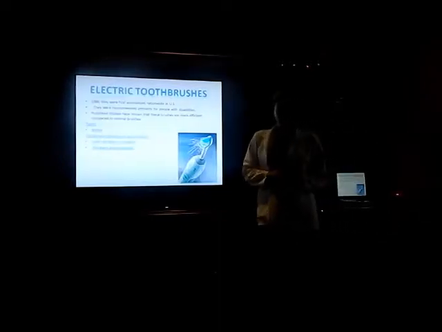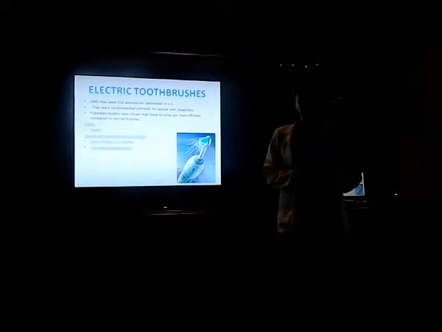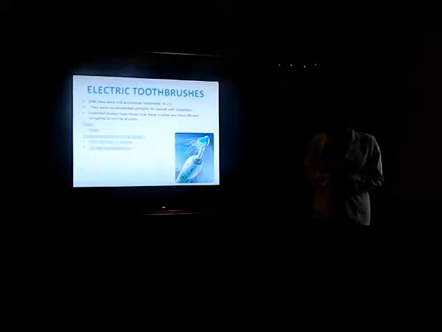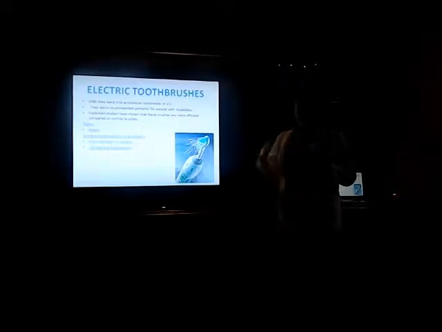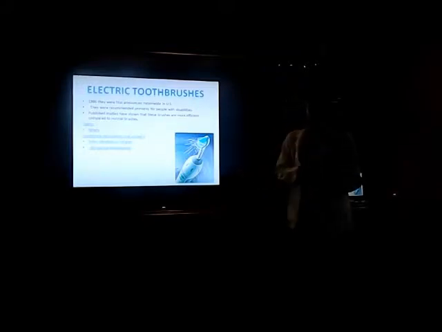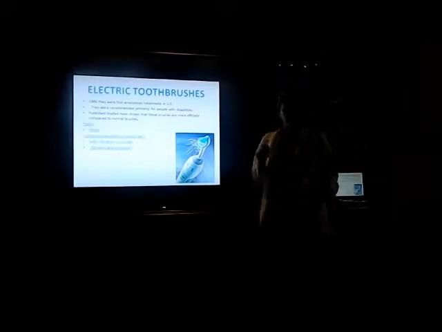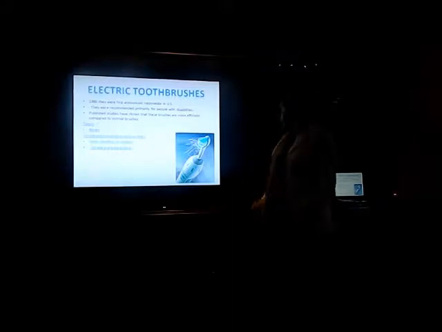Electric toothbrushes. In 1986, they were first announced nationwide in the US. They were recommended primarily for people with disabilities. And published studies have shown that these brushes are more effective compared to normal brushes. We have different types: the rotatory one, which has reciprocal movements and arcing movements, and the sonic vibrational one, which has forward and backward movements.